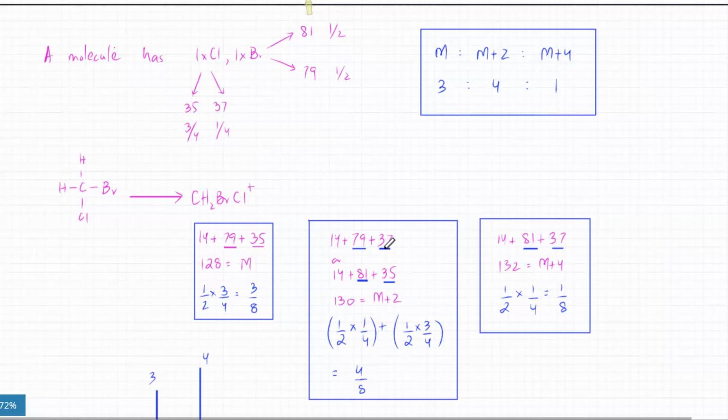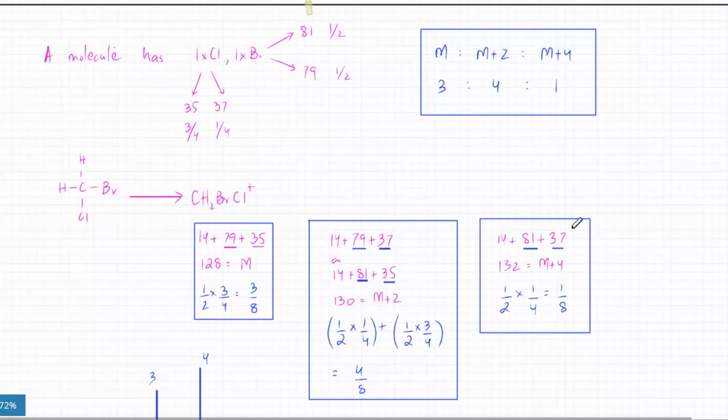So what is the probability of getting this molecular ion, which has a mass of 130? That would be 1/2 into 1/4, and this would have the probability of 1/2 into 3/4. So either this one will give you a mass of 130 or this one will give a mass of 130. So I've summed up the probabilities. There are two different events that would give you a mass of 130, and that gives me 4/8.